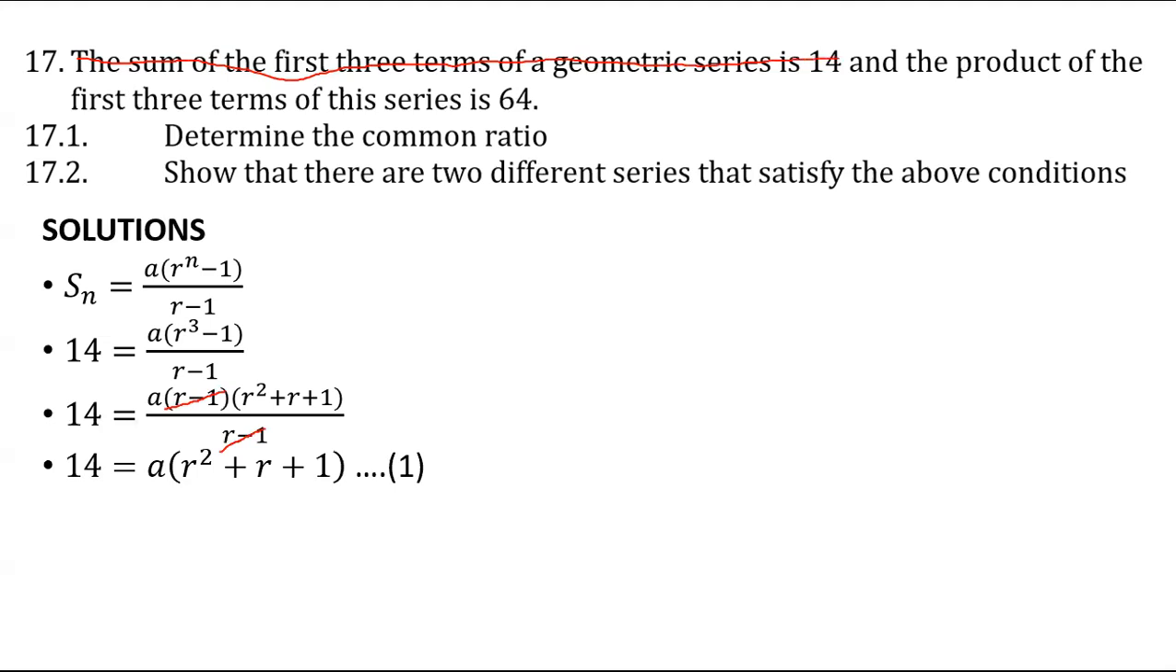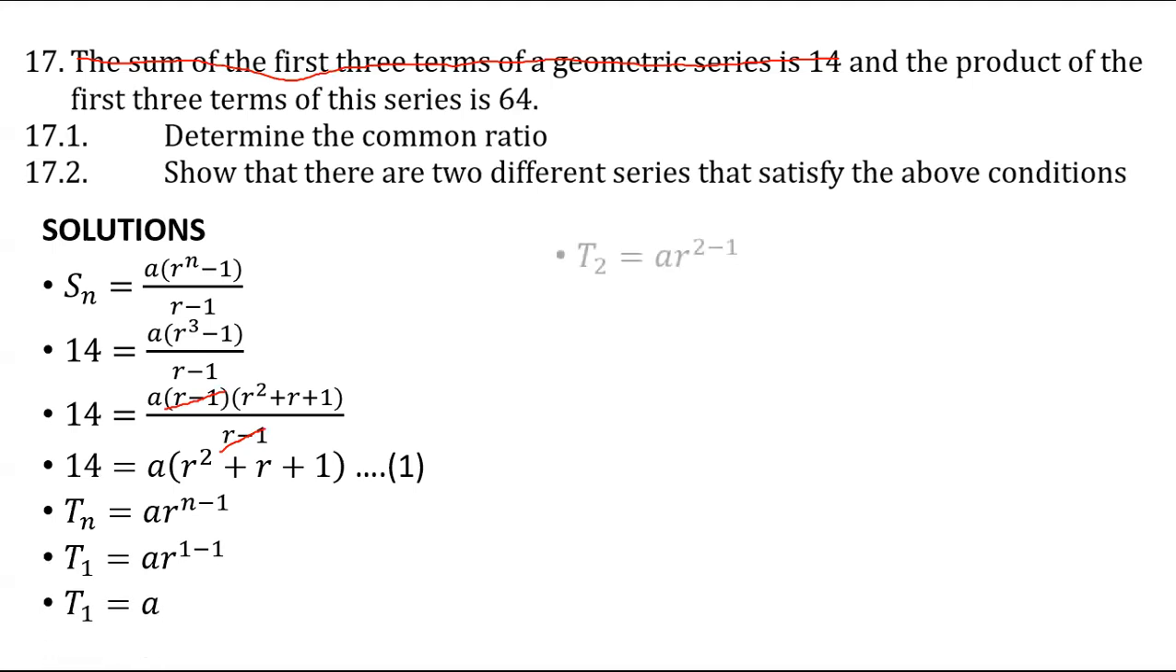Let's read the second statement. It says the product of the first three terms of this series is 64. The product means you are multiplying. But what are we multiplying? I will first try to find these first three terms by using the general term for a geometric sequence. I will first substitute 1 where there is n, and that will give me the first term. So term 1 will be equal to A r, where there is n, you substitute 1, minus 1. You'll end up having A r to the exponent of 0. And anything to the exponent of 0 is 1.